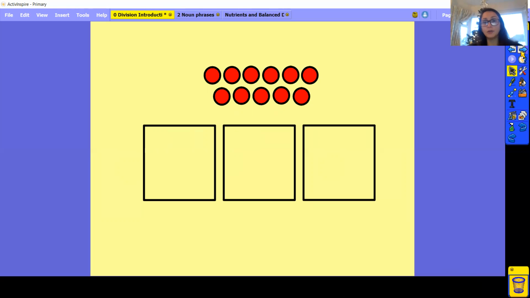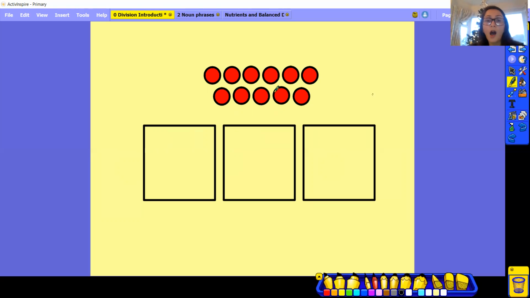Okay, welcome back. So we start off with how much we have of our amounts. We've got 1, 2, 3, 4, 5, 6, 7, 8, 9, 10, 11. We've got 11. And here, how many equal groups do we have? We've got 1, 2, 3. And remember, we are dividing. We're sharing this 11 by the 3 groups.